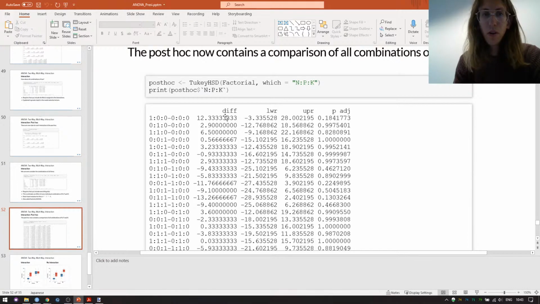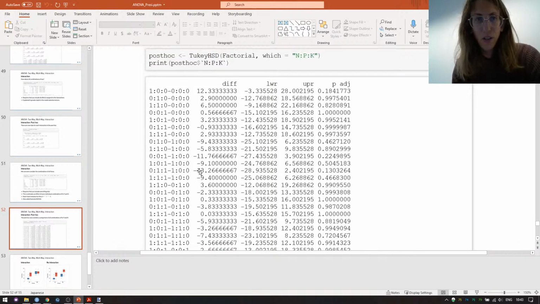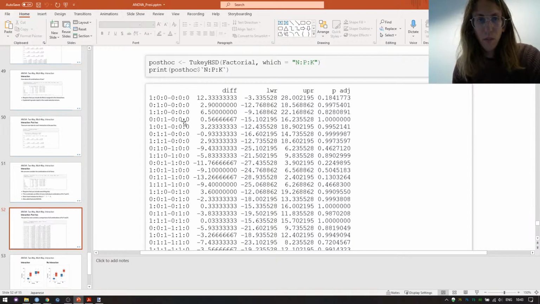Okay, so yeah, if you run the post hoc analysis, you get this very big table, and I see now that not even everything is put on the slide. But what do all these numbers mean?